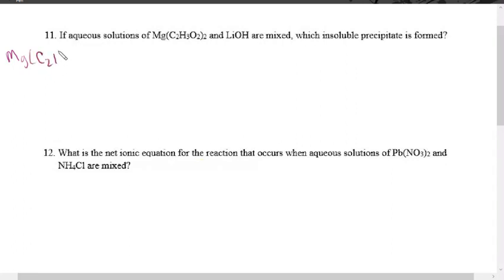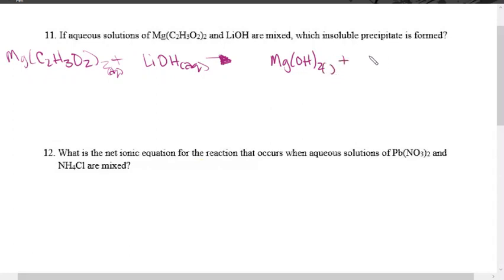Mg(C2H3O2)2 aqueous plus LiOH aqueous is going to react to give me what? Well, this is going to be a double replacement reaction. So we're going to have Mg(OH)2, we'll leave the state of that open right now, and LiC2H3O2, lithium acetate, and we'll leave the state of that open. We don't really need to do this, but let's balance it. Cool. Done.